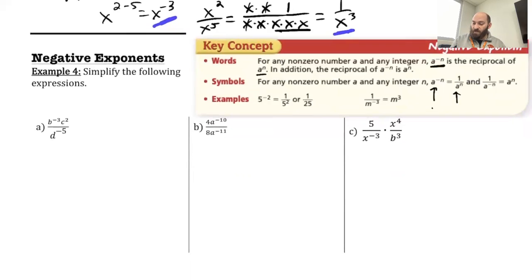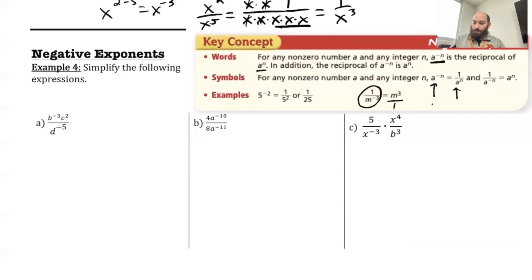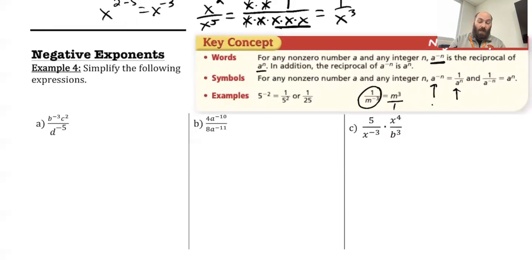Now, when we look at this next example, okay, highlight this. If I have a negative exponent in the denominator, that means that's the same as doing the reciprocal, so with a positive exponent. So I could turn that into m to the third power over 1. Okay, so for part A, step one is I'm just going to make all my negative exponents positive. So b to the negative third, d to the negative fifth, they're just going to switch places. This is going to drop to the denominator. This will come up to the numerator. So c squared, d to the positive 5 over b to the third power.